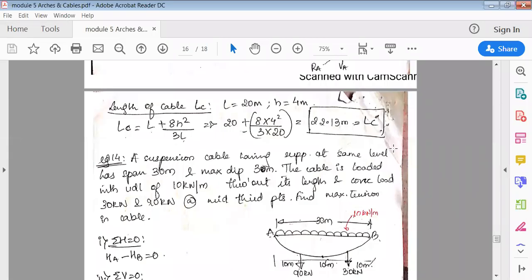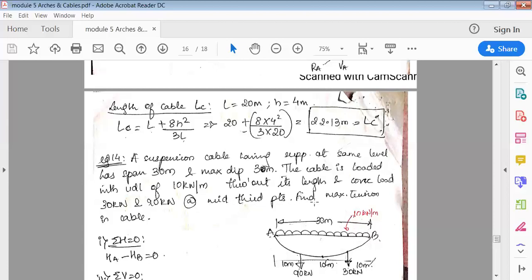Hello everyone. So the next type of bridge here is, we have already studied the cable stayed bridge in the previous problem. Next type is a suspension cable bridge. So a suspension cable having support at the same level has a span of 30 meter and maximum dip is 3 meter. The cable is loaded with UDL of 10 kilonewton per meter throughout its length, and a concentrated load of 30 kilonewton, 90 kilonewton is acting at the mid third points.